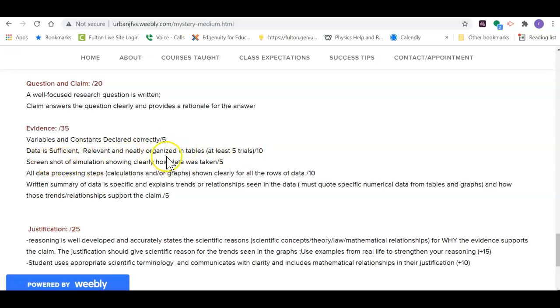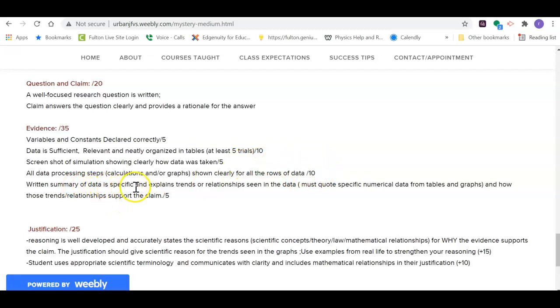You have to have a screenshot of the simulation which shows the angles readout, and it should correspond to one of your data points. Data processing steps, that means all the calculations for each row of data using Snell's law must be shown, and then the average must also be shown. Plot a graph appropriately, and that's all for 10 points.